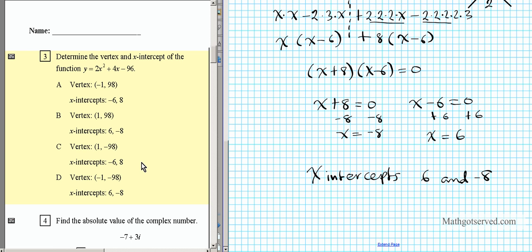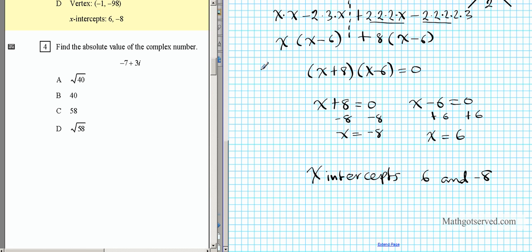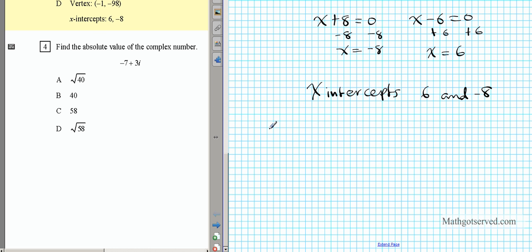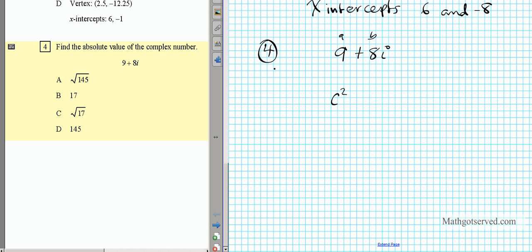Now let's move on to question number 4. We have to find the absolute value of a complex number. We want to find the absolute value of 9 plus 8i. So all I do is call this a and call this b. We're going to use the Pythagorean formula: c squared equals a squared plus b squared. I know a and b, I'm just looking for c.